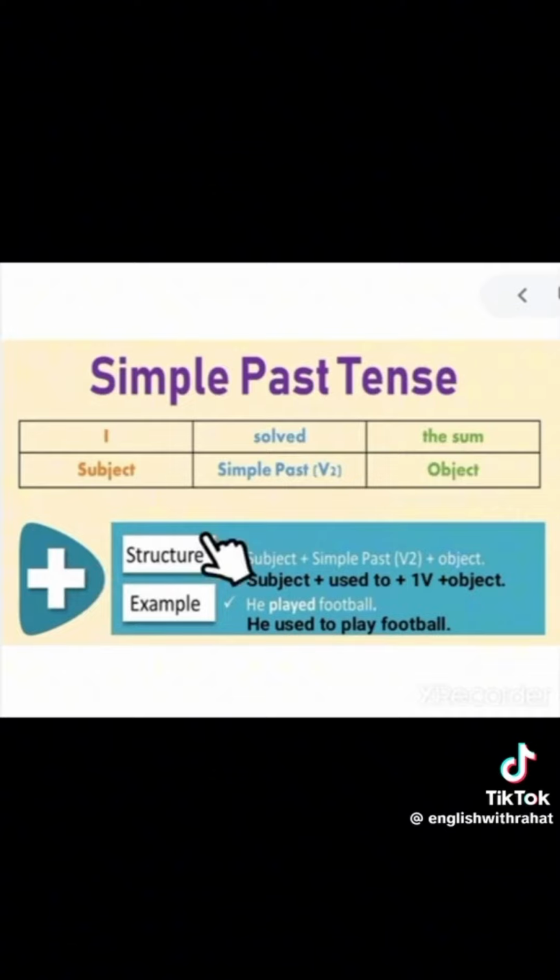Let's talk about the structure of affirmative sentences. Subject plus second form of verb plus object. We can also use subject plus used to plus first form of verb and plus object.